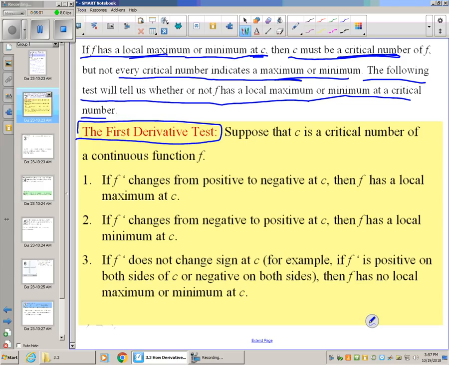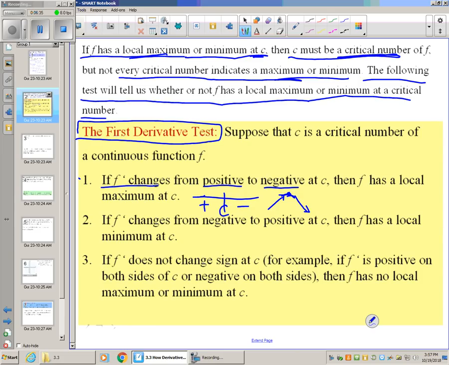So suppose that c is a critical number of a continuous function f, some critical number that we have found by setting the derivative equal to 0. If f prime changes from positive to negative at c, then f has a local maximum at c. Think about that. If I have some number c, and it goes from being positive to negative on my sign line, that means that I'm going from a positive slope to a negative slope. That can only occur at a maximum.